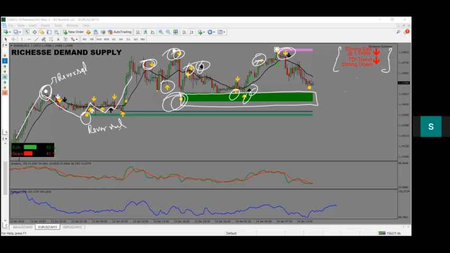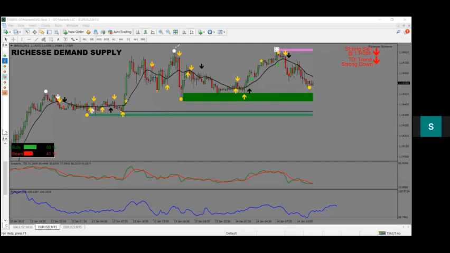Now there are two types. When you get a circle within a box, it indicates a strong reversal. And these others are some weak ones. So this is a strong reversal. On the chart there might be many.